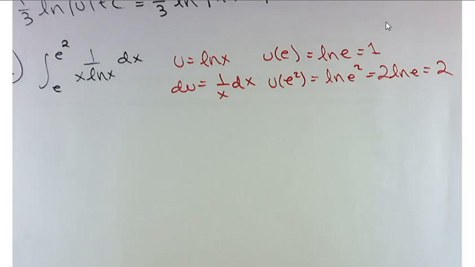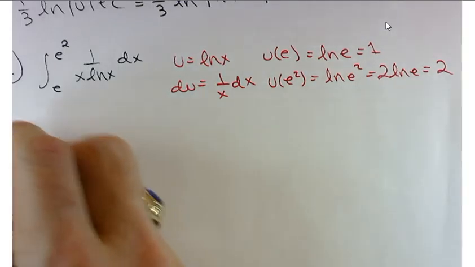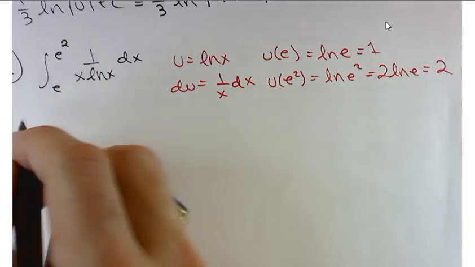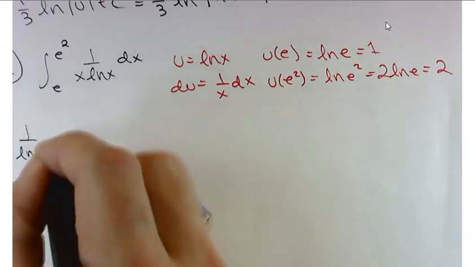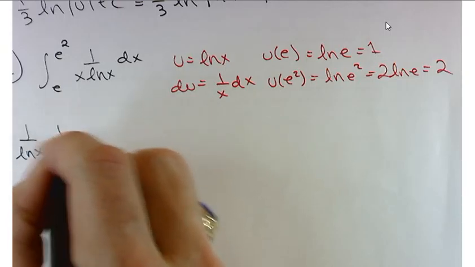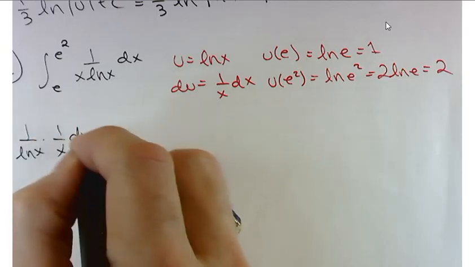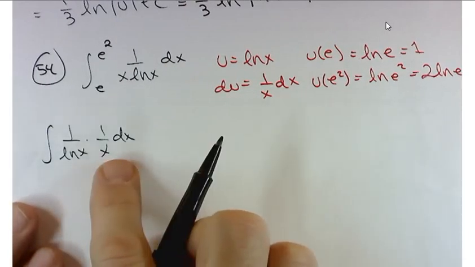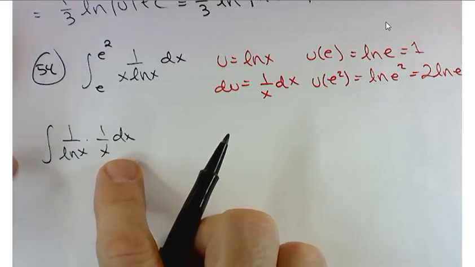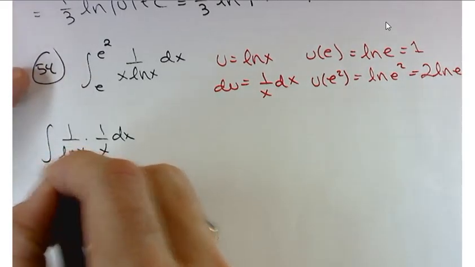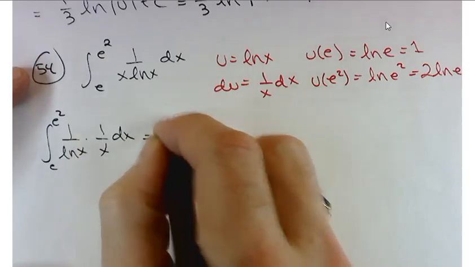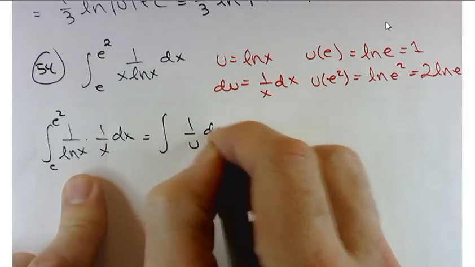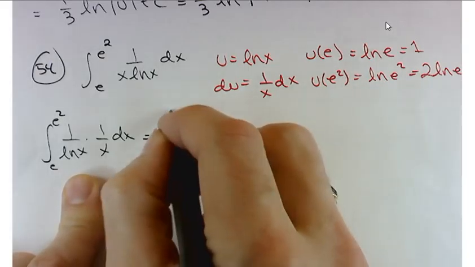So let's see what that's going to look like. So I'm going to have an integral. I'm going to split off the 1 over ln of x again, and then I have a 1 over x dx. So I'm just bringing these terms together because that's going to be my du term. This is still from e to e squared. But when I change over to u, that's going to be the integral of 1 over u du from 1 to 2.